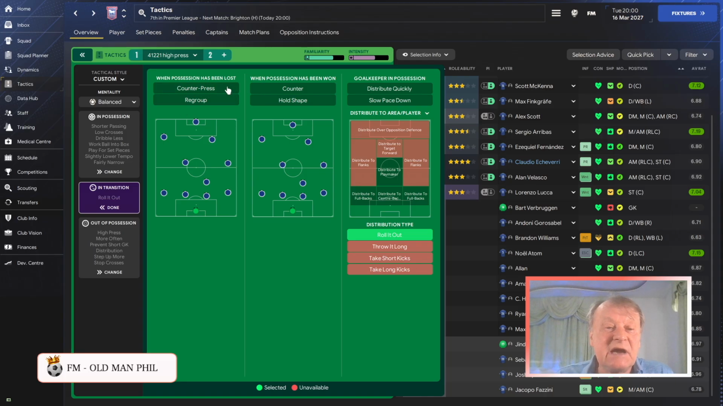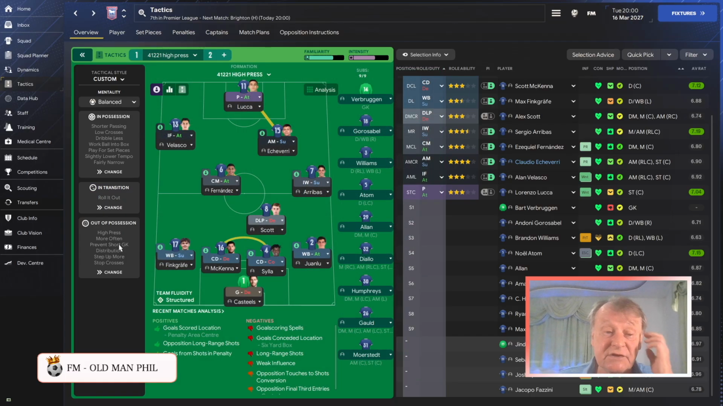And in terms of counter-pressing, we definitely are not good enough to be counter-pressing, and we're not going to be regrouping either. We're just going to have a balance between counter-press and regroup. We're just going to take fewer risks. This does mean that we're going to create fewer opportunities, but I do believe that we are clinical in front of goal, and that should create a balance between attack and defence.